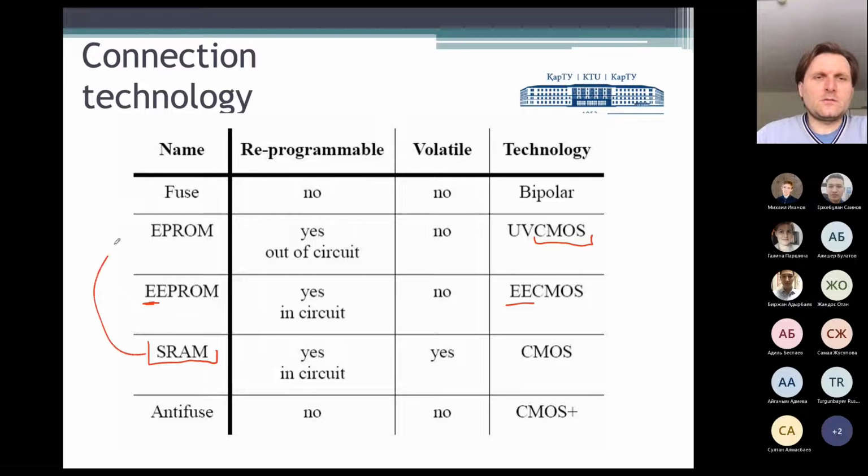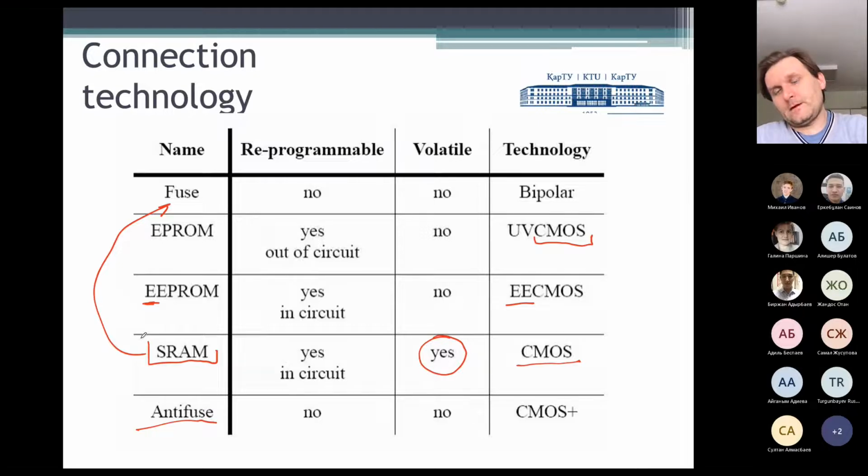And the next structure is static RAM. Static RAM should maybe be placed here between the fuse and EPROM. Static RAM we may program inside our PC board, inside the circuit, but after we switch off the power supply, that memory is cleared. So after the next switch on of our system, we should reprogram that structure. The connection technology is complementary MOS. And the last was anti-fuse, a kind of opposite of the fuse.